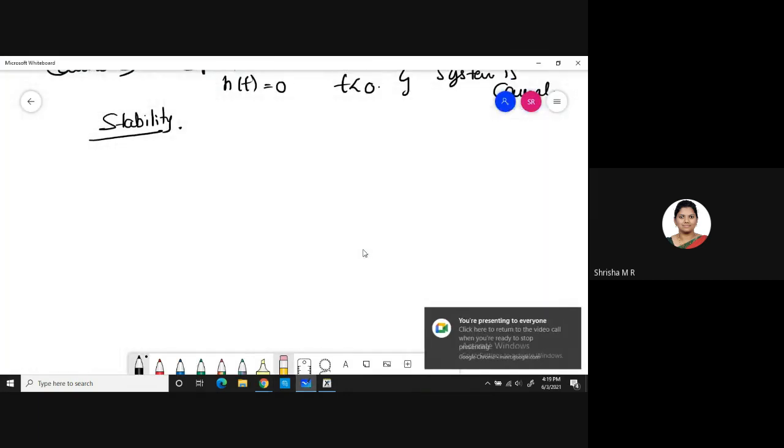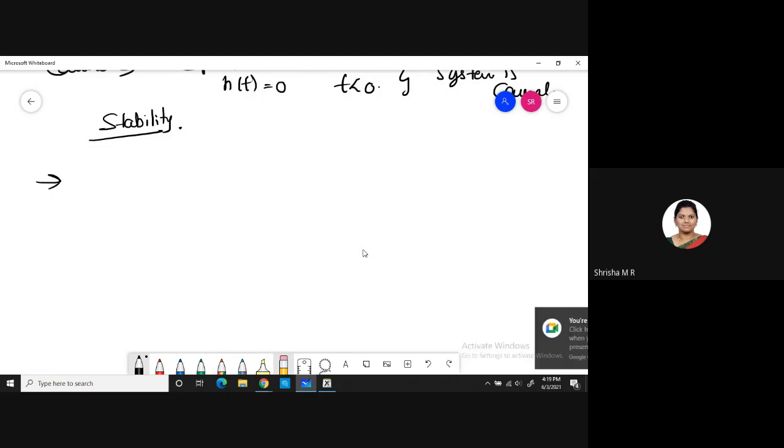I'll solve a few problems and leave you. We'll continue the problems next class. So take down the first problem. h of n is equal to half to the power of n into u of n.